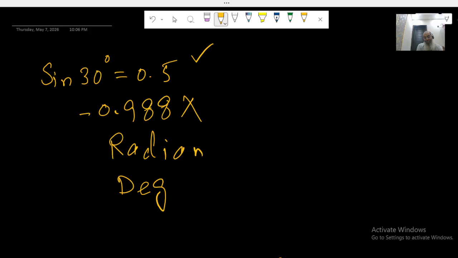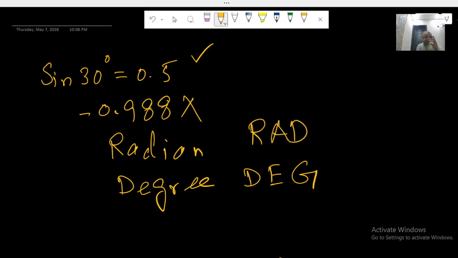So you must correct your mode before actually calculating. The degree mode is denoted by DEG, and the radian mode is denoted by RAD. This is one of the most frequent errors.